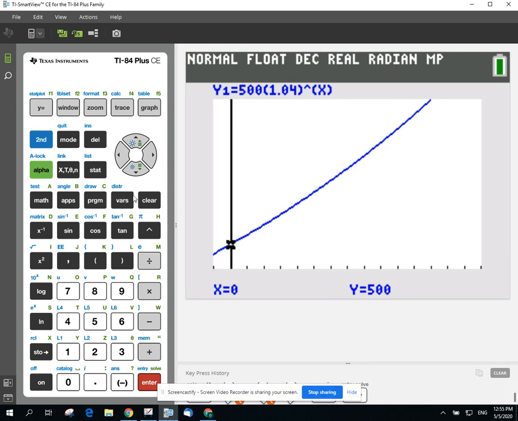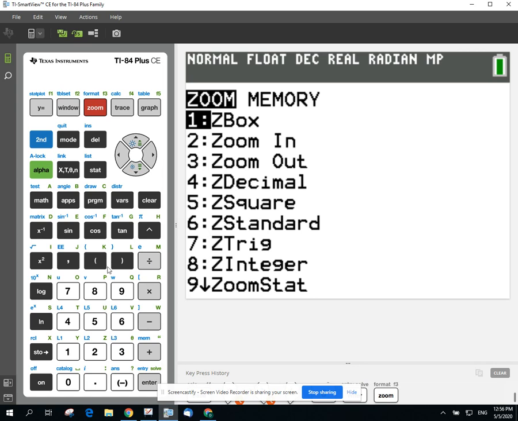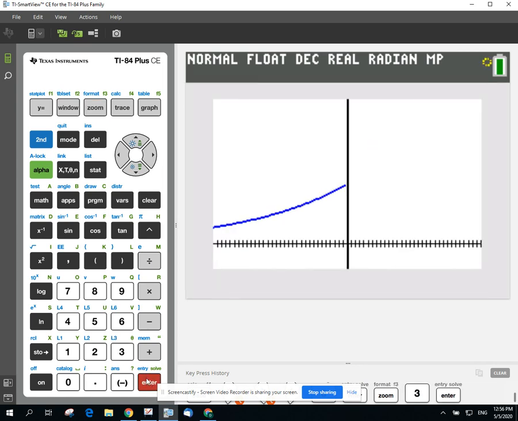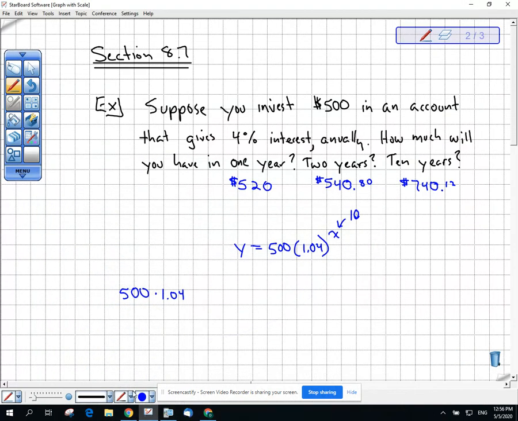Okay. Now, this barely even looks like a curve, right? It almost looks like a line. You can probably see just a slight upward curve to that. But if I zoom out, that's another feature on the calculator, you can start to see a better curve there. Okay? And anyway, whether that was beneficial to you or not, here's what I want to point out to you.